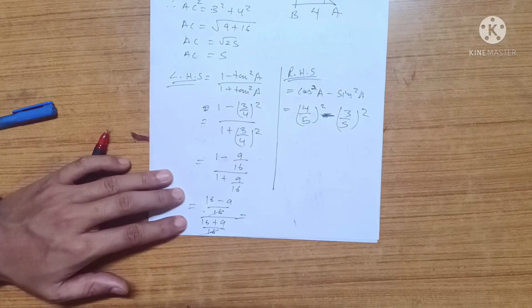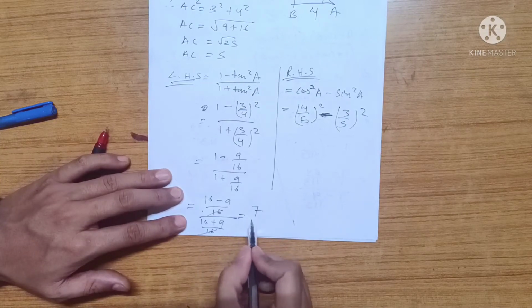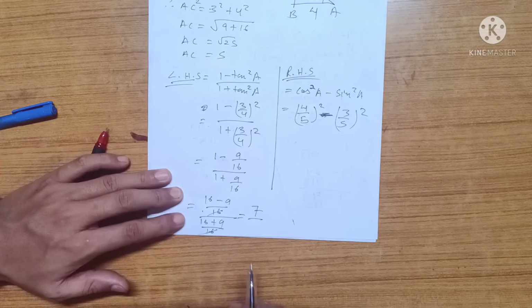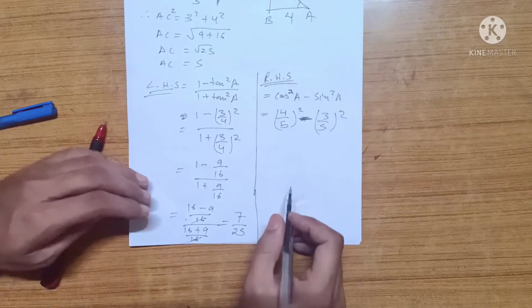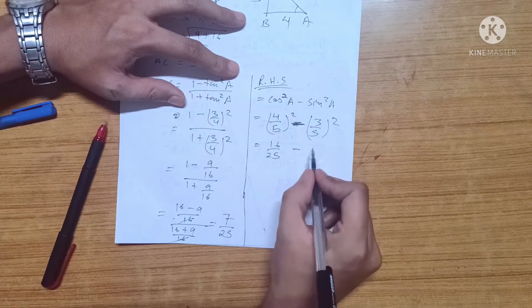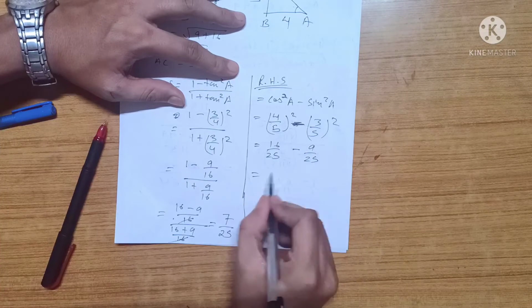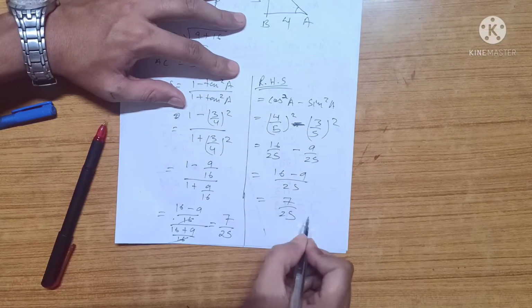16 we can cut. 16 minus 9 is what? 7, by this one, 25. So we're getting that. Let's try to solve this also. 16 by 25 minus 9 by 25. 16 minus 9 by 25 is 7 by 25.